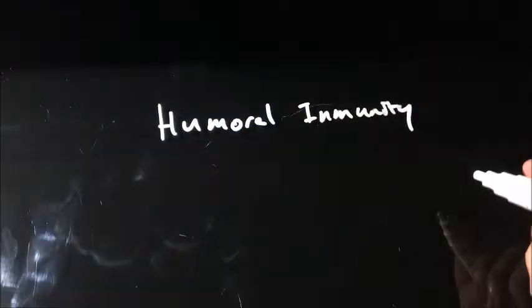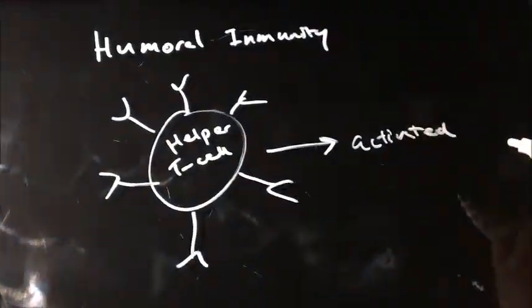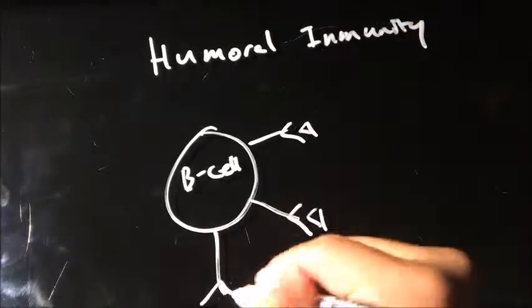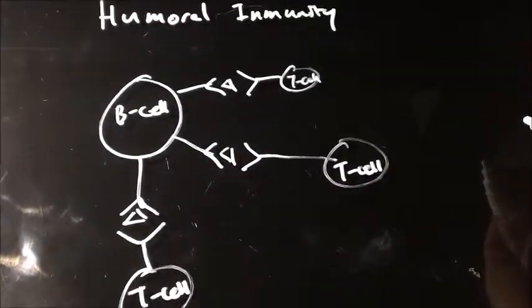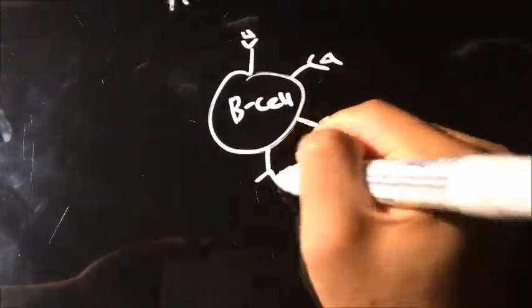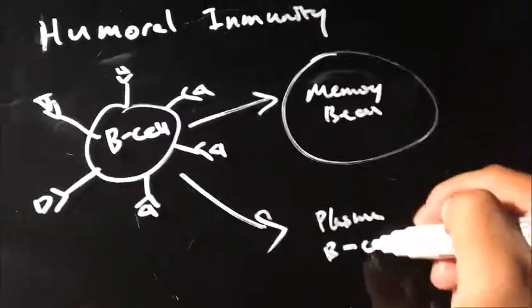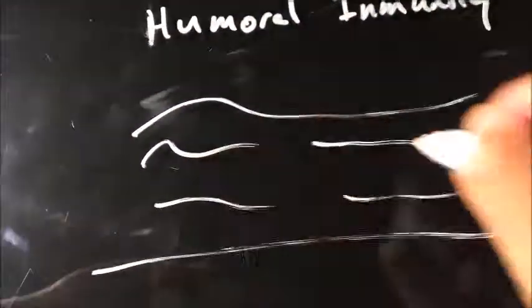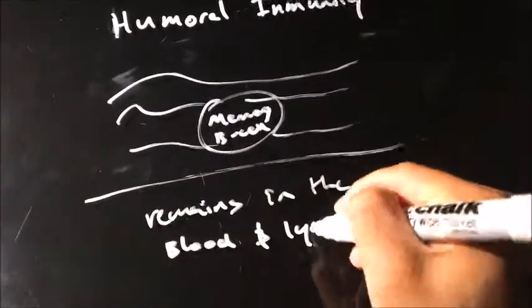Humoral immunity. Humoral immunity begins with both the B cell and helper T cell activating. Once the B cell encounters its matching antigen, the T cell then engulfs the antigen and displays antigen fragments to attract a matching T cell. The B cell then splits into a memory B cell and a plasma B cell. The memory B cell remains in the blood and lymph to respond quickly to future infections.